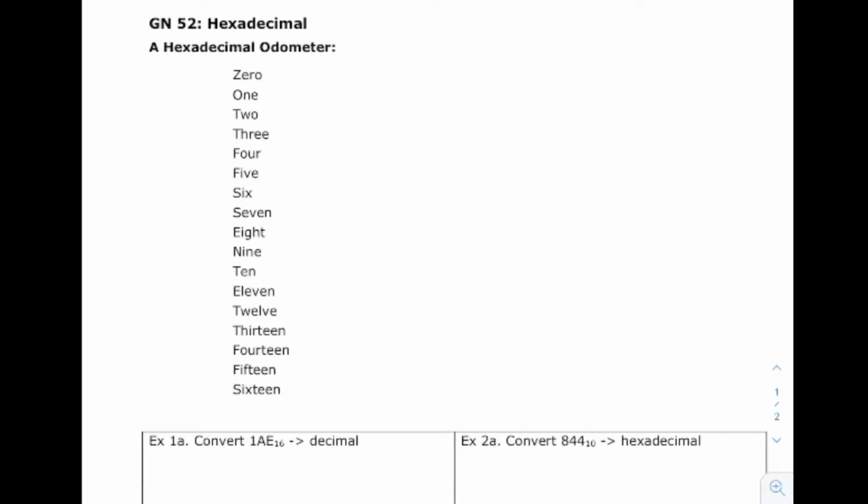Okay, today we're going to extend our number systems. We looked at binary, we looked at octal, and now we're going to look at hexadecimal.